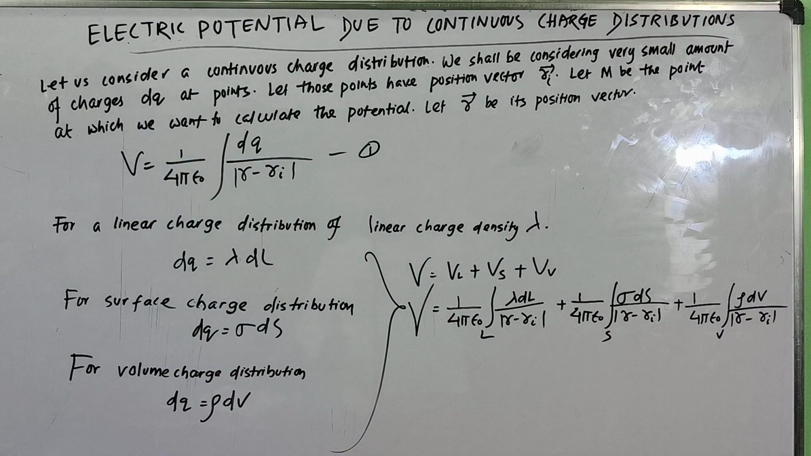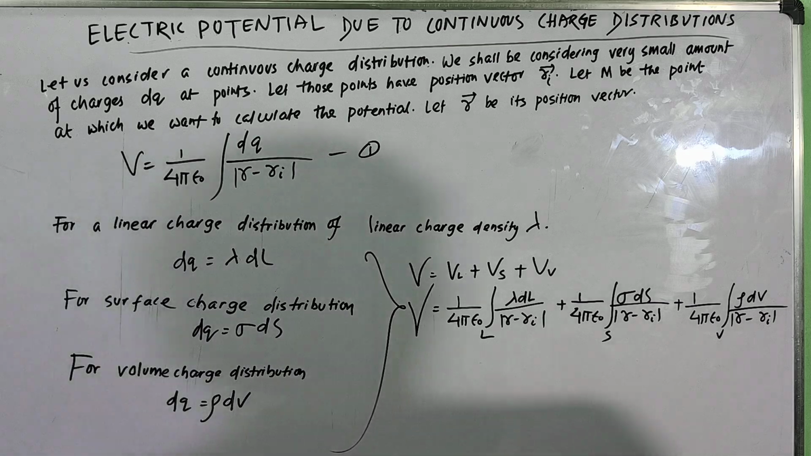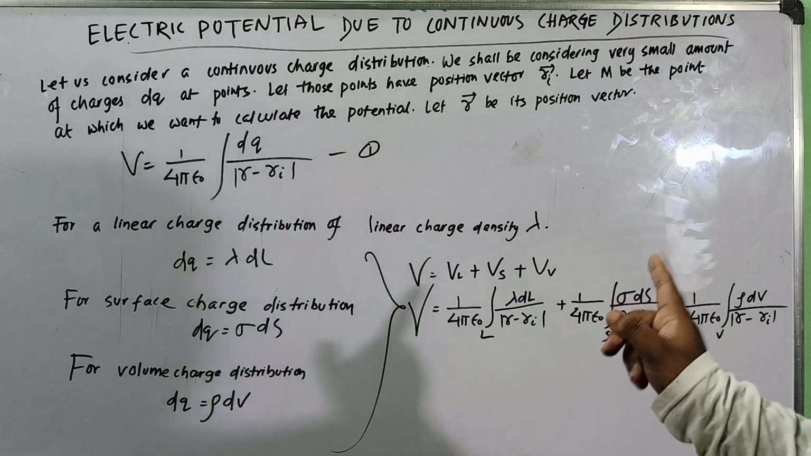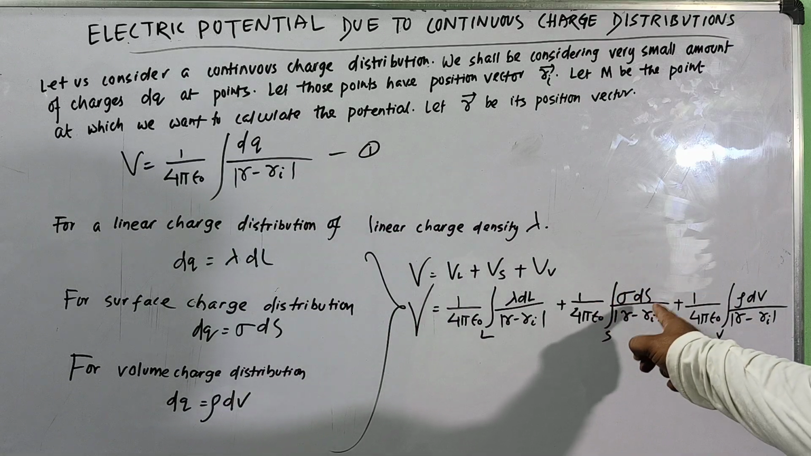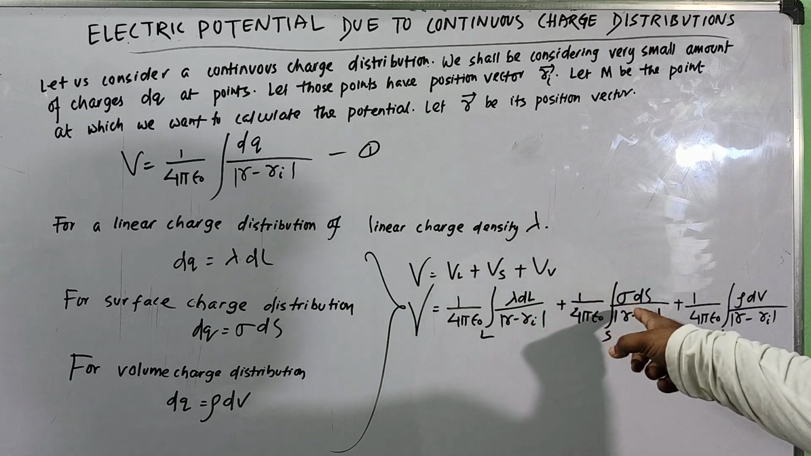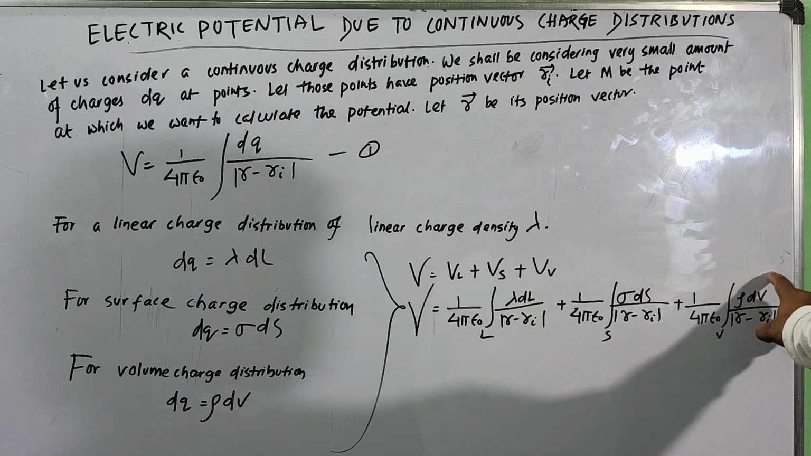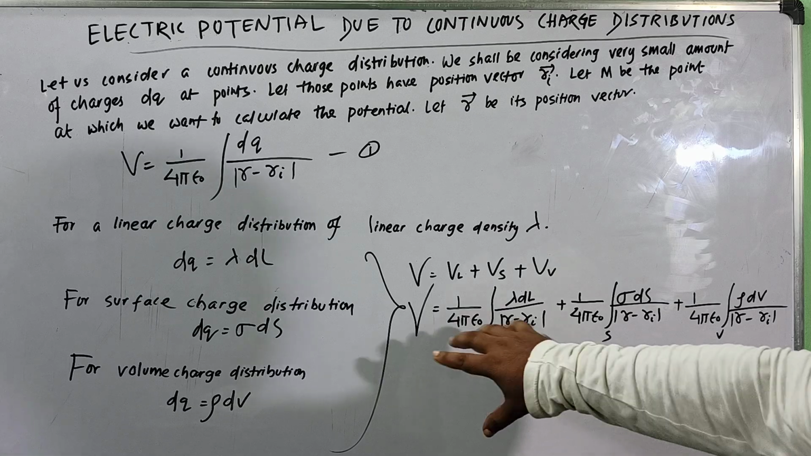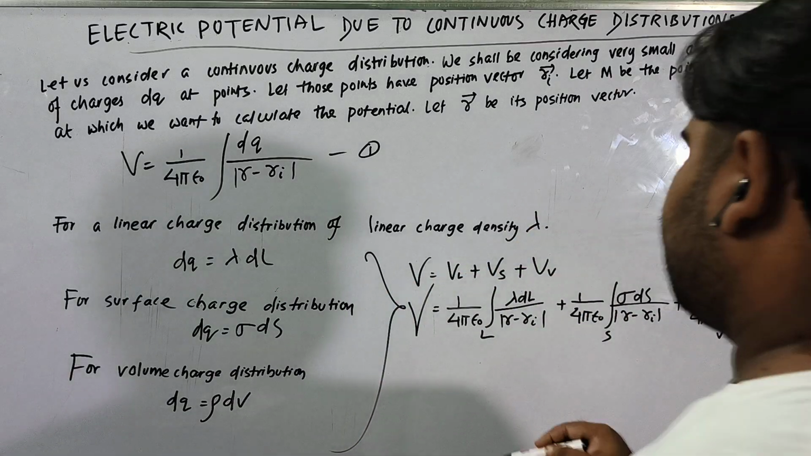So if in a certain space you have been given some linear charge distribution as well as surface charge distribution as well as volume charge distribution, you can actually use that formula. Now if any of them is absent, like surface charge distribution is absent, you term this as 0. If volume charge distribution is absent, you term this term 0. So you are left with this system only. So it is a general formula.